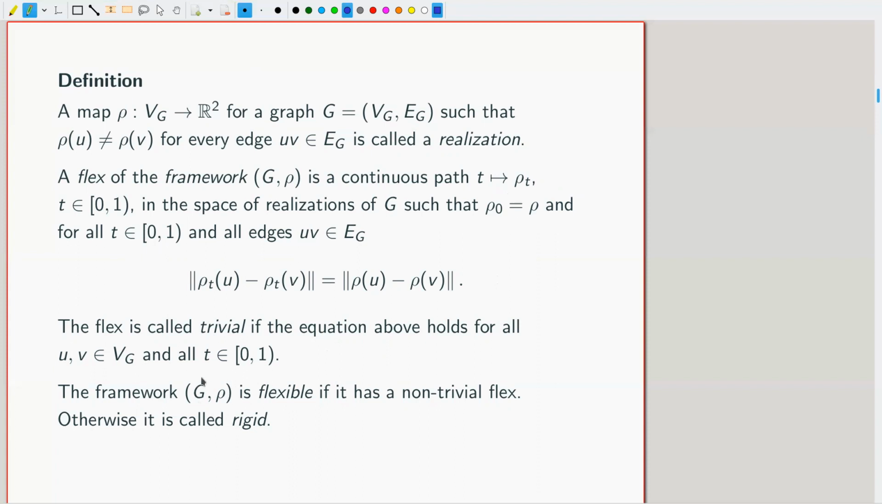We say that the graph with its realization, in one word a framework, is flexible if it has a non-trivial flex. So if I can continuously deform it, keeping its edges having the same length, and otherwise I call it rigid.